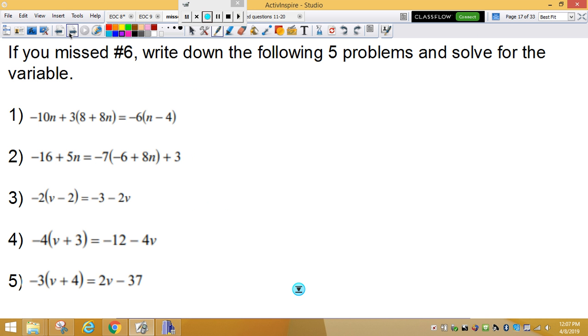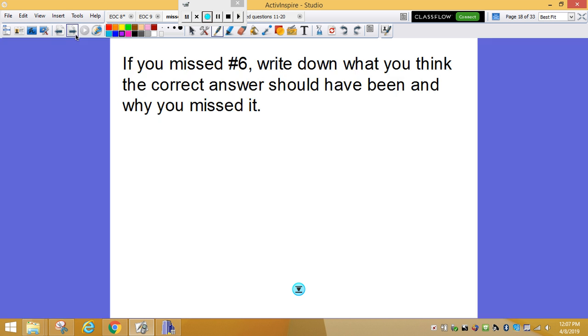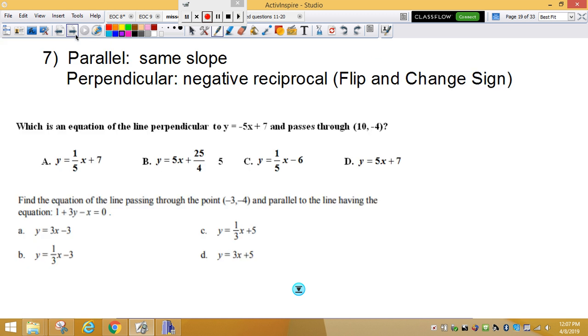So, if you missed number 6, write down the following 5 problems and solve for the variable. Just to give you a heads up, you will not get any decimals. So if you type it in and you get a decimal, you typed something in wrong. So go back and check it. Also, if you missed number 6, write down what you think the correct answer should have been and why you missed it. Number 7, if you missed number 7, you should be on this screen right here taking notes.